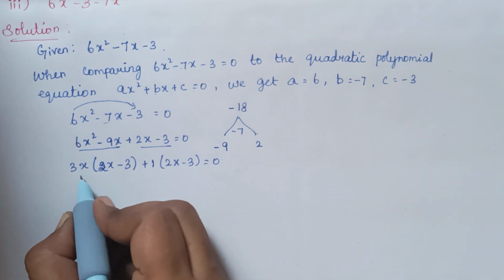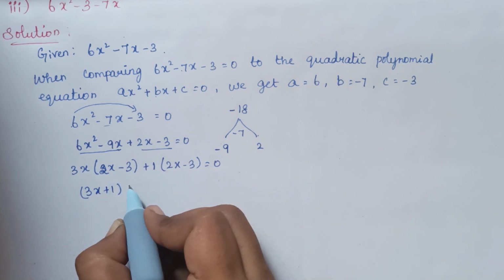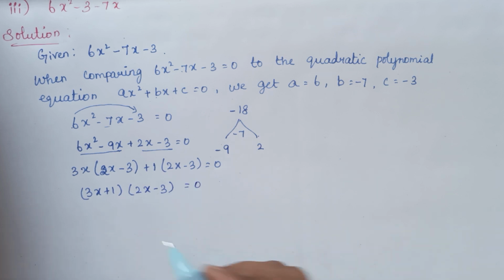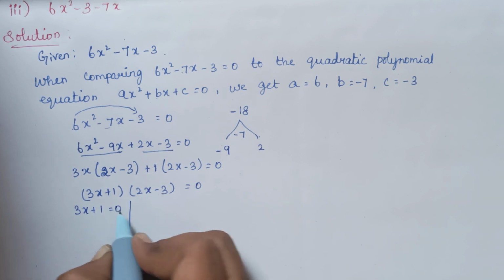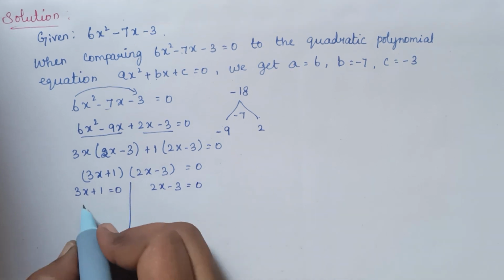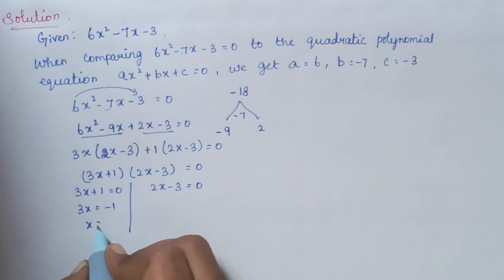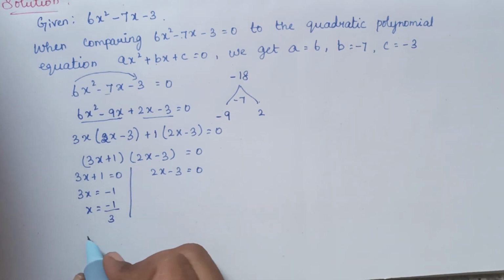Okay. Now 3x plus 1. So instead of both 2x minus 3, 2 times are there. We can write only one time. Okay. Now take these both separately. 3x plus 1 is equal to 0. 2x minus 3 is equal to 0. So 3x is equal to plus 1 come this side as minus 1. So x is equal to, multiplication come this side as division, minus 1 by 3. So that is alpha is equal to minus 1 by 3.